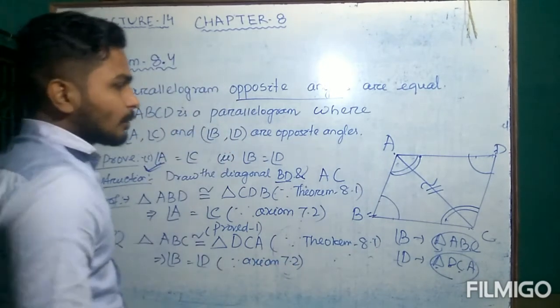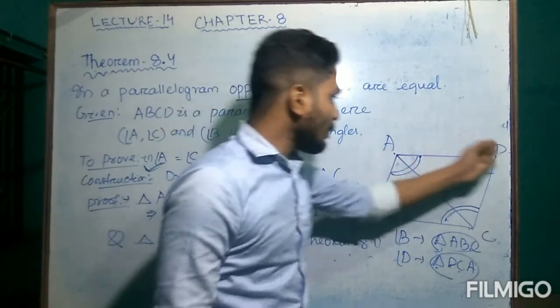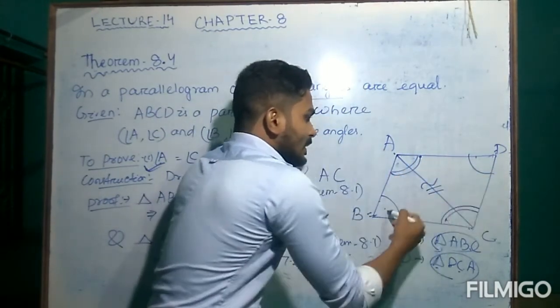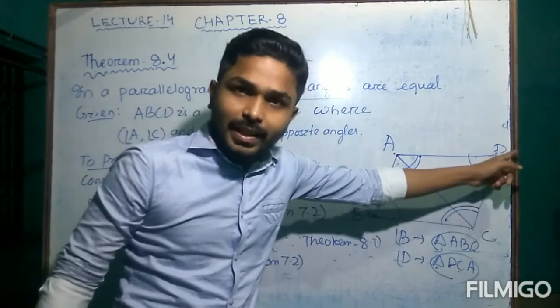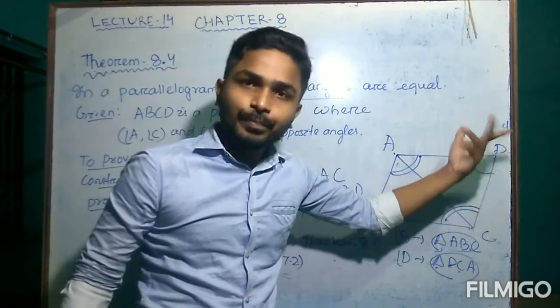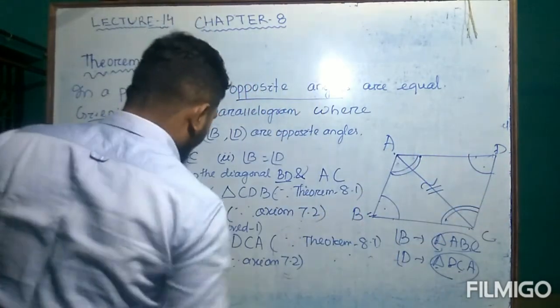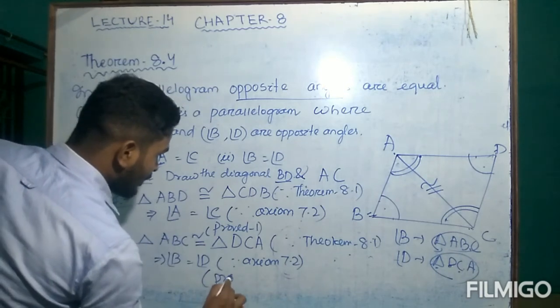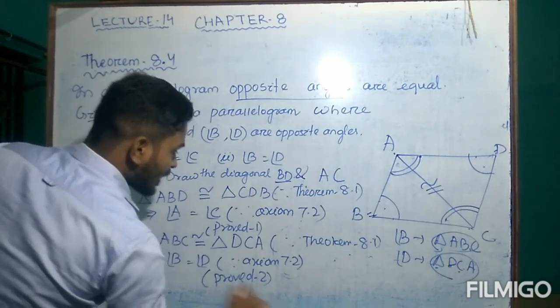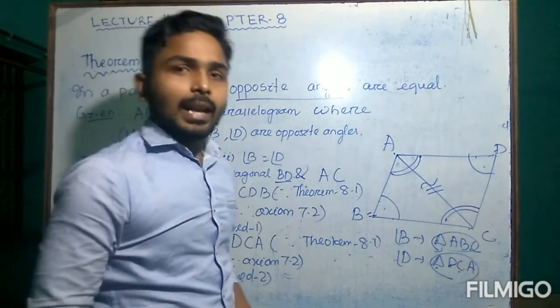So finally we have found that in a parallelogram, B and D are the opposite angles, so these two angles are equal. B is equal to D. Hence we have proved the second step. Okay? Now it is clear.